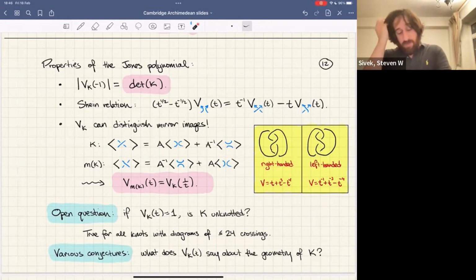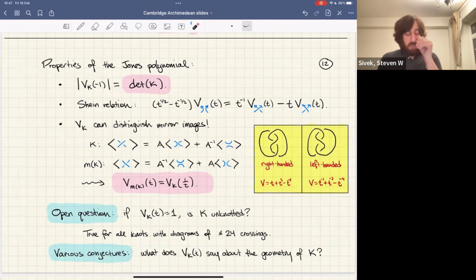Okay, so we've got a better knot invariant. There's still a lot we don't understand about it. For example, if you have the same Jones polynomial as the unknot, if you do this procedure and you get 1, is K unknotted? We don't actually know that. We know it's true for all knots where you have a diagram that has at most 24 crossings in it.